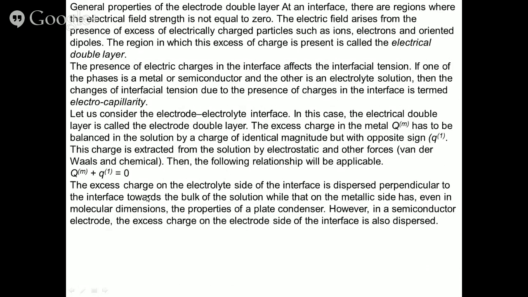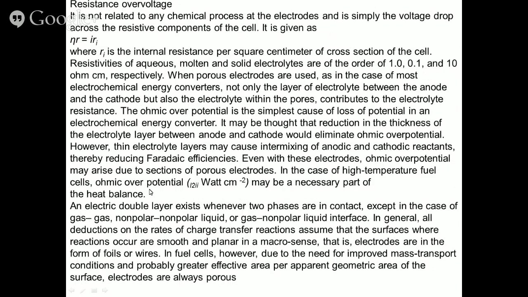An electrical double layer exists whenever two phases are in contact, except in the case of gas-gas, non-polar liquid, or gas non-polar liquid surface. In those cases, we don't have the electrical double layer. In general, all deductions on the rates of charge transfer reactions assume that the surfaces where reactions occur are smooth and planar in the macro sense, that is, electrodes are in the form of foils or wires.